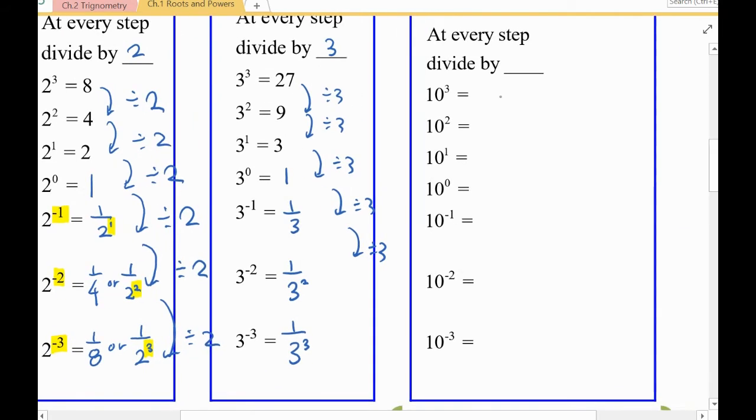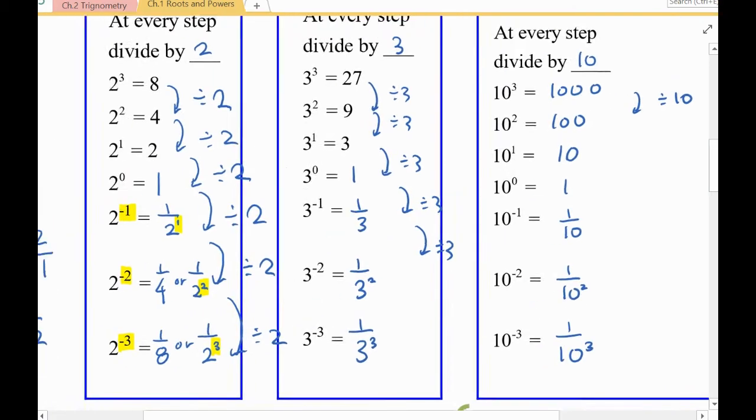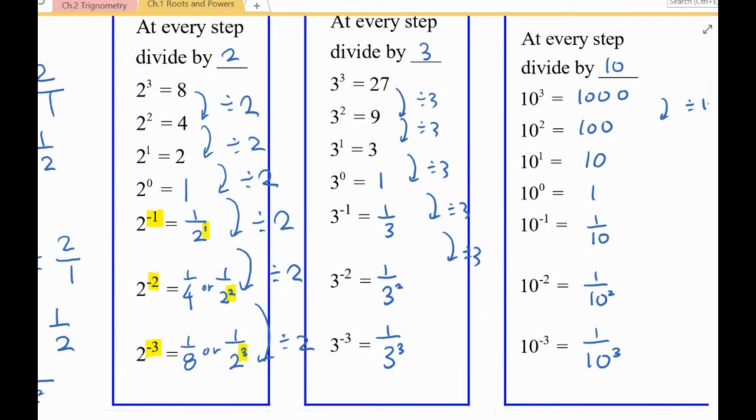And 10. So 10, at every step you divide the number by 10. So 10 cubed is 1,000. 10 squared is 100. 10 to the power of 1 is 10. So every step you divide number by 10. 1 over 10. 1 over 10 squared. And 1 over 10 cubed. So do you see the pattern?